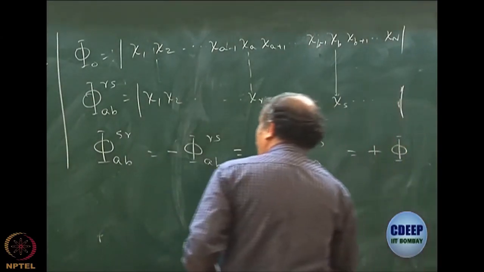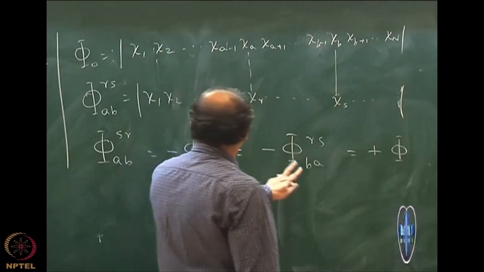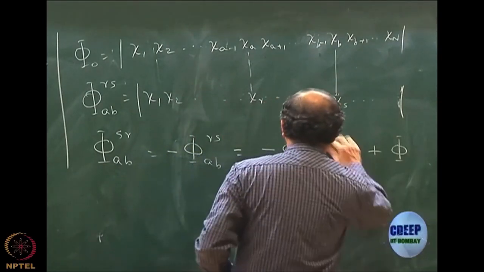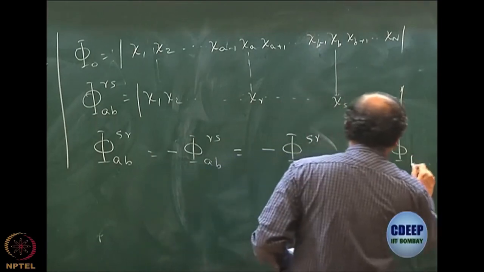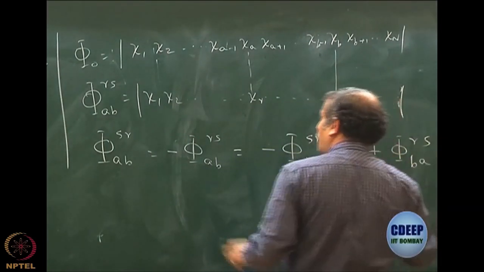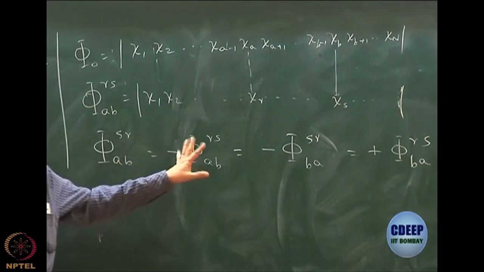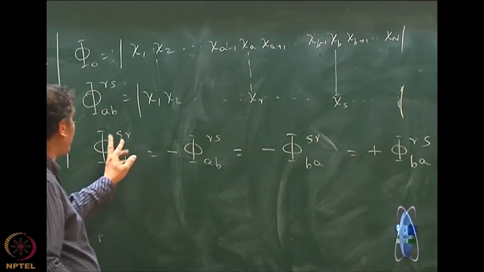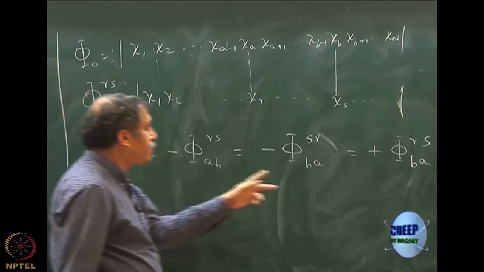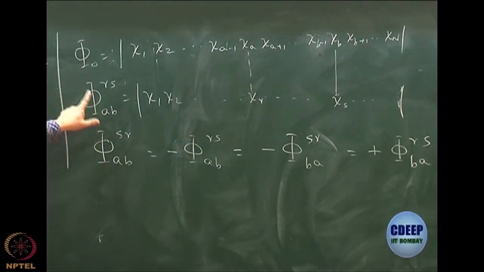What I wanted to write is, since I started with ABSR and not ABRS, BA SR and BA RS. You understand what it means. If I interchange two pairs here, the sign changes. If I interchange both, it becomes plus. Of course, right now I am writing ABRS.